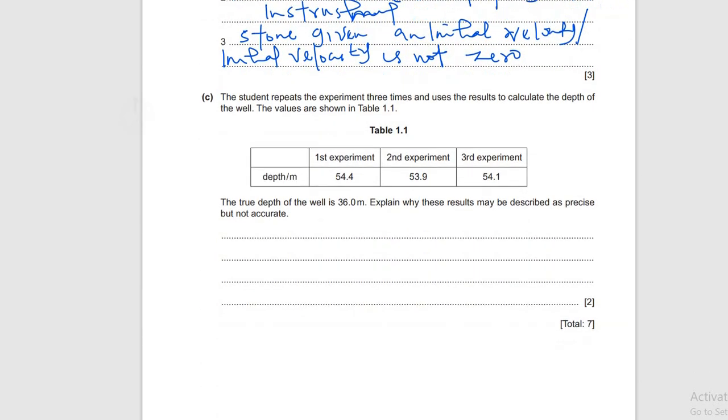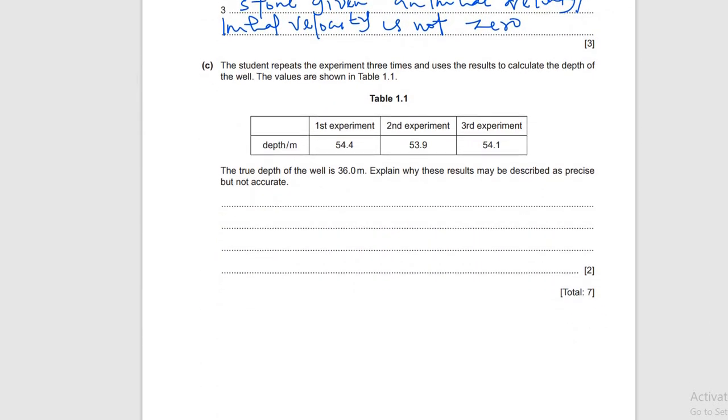And the third question, the C part of the question: the student repeats the experiment 3 times and uses the result to calculate the depth of the well. The values are shown. The first experiment, the student got 54.4. Second experiment, 53.9. Third experiment, 54.1. Now, the true depth of the well is actually 36 meters, as shown in the first question. Explain why this result may be described as precise but not accurate.